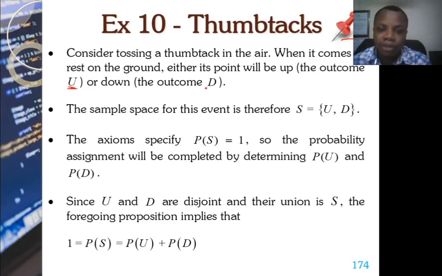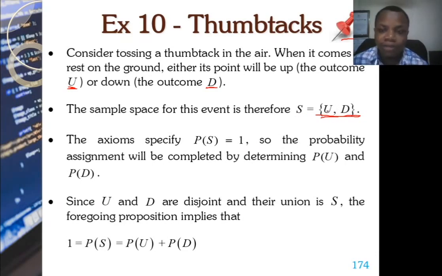But if it should point downwards, we denote it by D. So this implies that the sample space, the possible outcomes, is U and D, as we have in here. Now, the axioms specify that the probability of the sample space is equal to 1. That is to say, if you estimate the probability of this sample space, it's definitely going to give us 1, because whenever we throw the thumbtack, definitely something is going to occur, one of these.